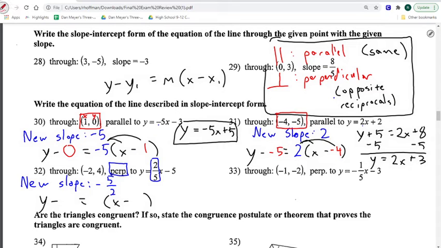So y minus our y coordinate this time is a 4, equals our slope, which is now -5/2. That's our new slope, that opposite reciprocal, times x minus our x coordinate. Our x coordinate here is -2. So from here, we just need to solve.